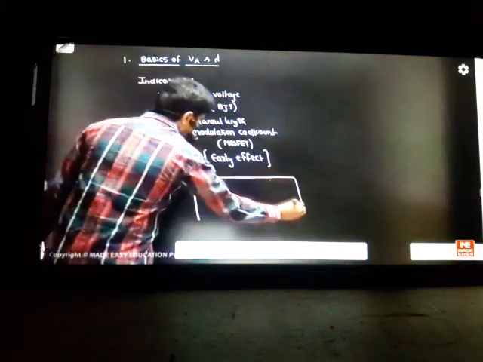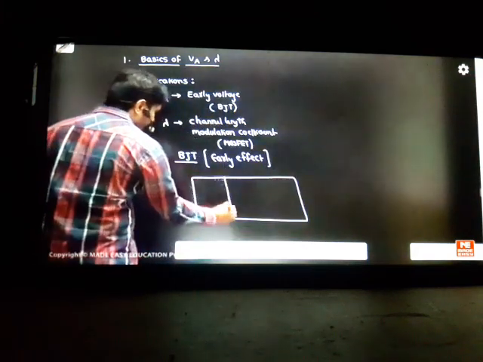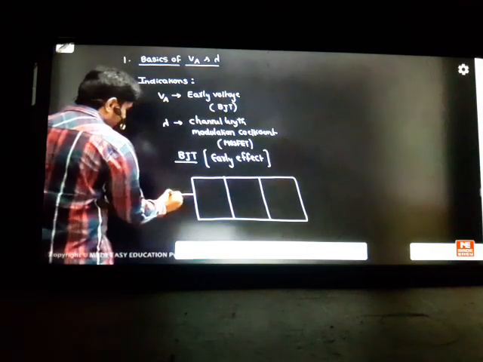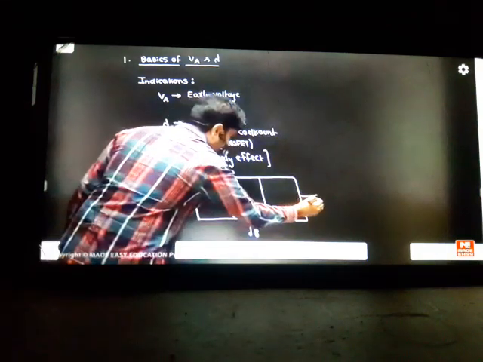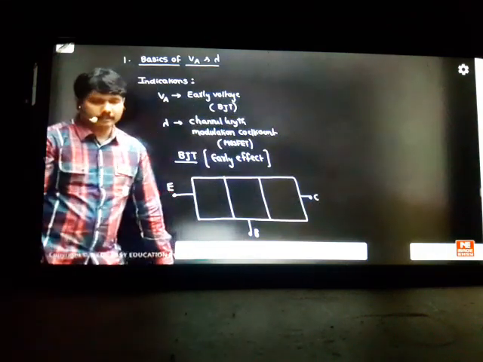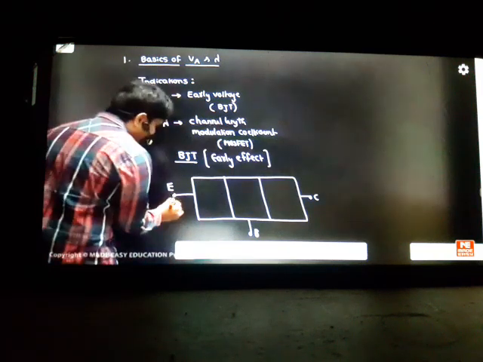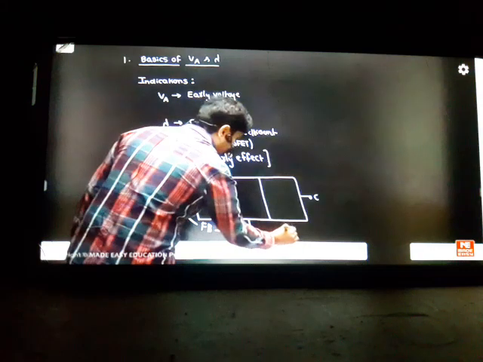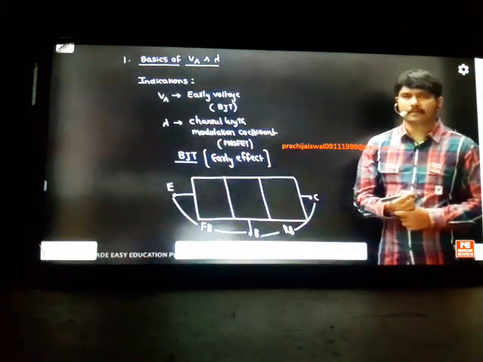Suppose this is your BJT transistor. Most students know that a BJT is a formation of two junctions. There is one junction here and one junction here. On one side you have the emitter terminal, on this side the base in the middle, and on this side the collector. So this is the transistor. When you operate this transistor in the active region, the principle is that the input should be forward biased and the output should be reverse biased. This is the story of active region biasing. The input junction we keep in forward bias, the output junction we keep in reverse bias.